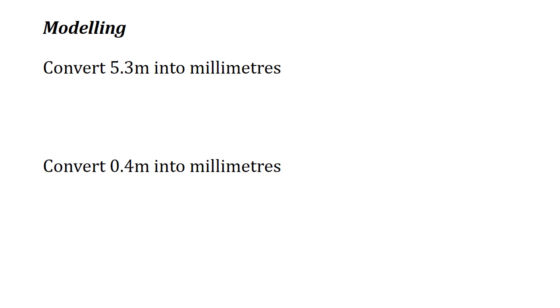Right, next, converting meters into millimeters. This is one that needs done in 2 steps because we can turn from meters into centimeters by multiplying by 100, and then from centimeters into millimeters we can get there by multiplying by 10. So we break this down into steps. 5.3 meters is 530 centimeters. And then multiply that by 10 to get 5,300 millimeters.